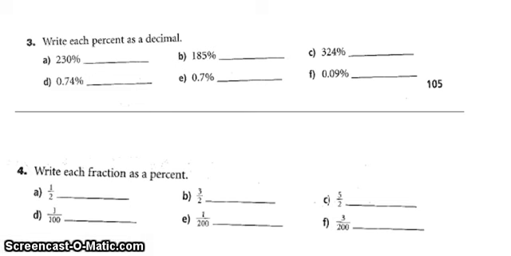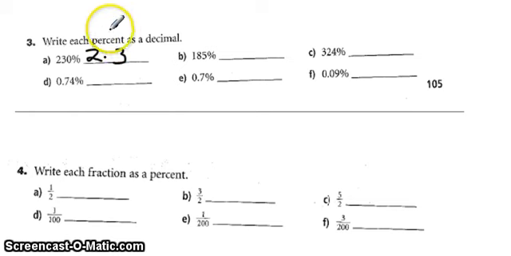The first one is actually taken from page 105 in your Math Makes Sense Workbook 8, and it says number 3, write each percent as a decimal. So this is just a quick review on how we convert from percent to decimal. And how we do that is quite simple actually. All we're doing is dividing by 100. Okay, so if we take 230 and we divide it by 100, we get 2.3.